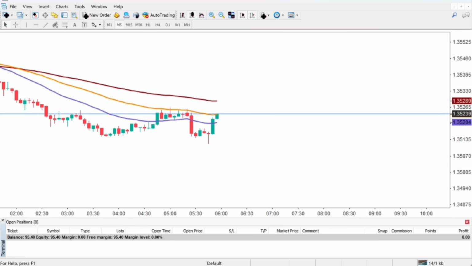And nope, straight into stop loss. Balance drops to $95.40. Not the start I wanted, but it's scalping. Plenty more setups ahead, so let's reset and find the next one.